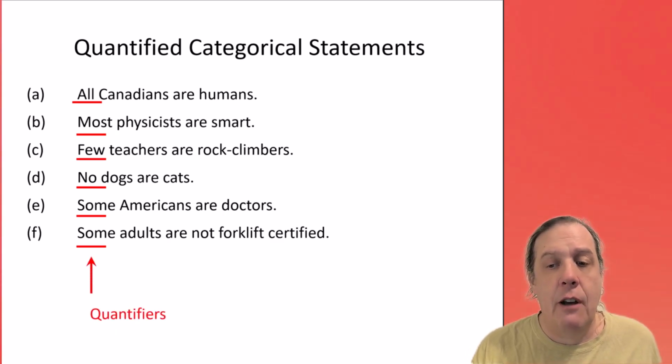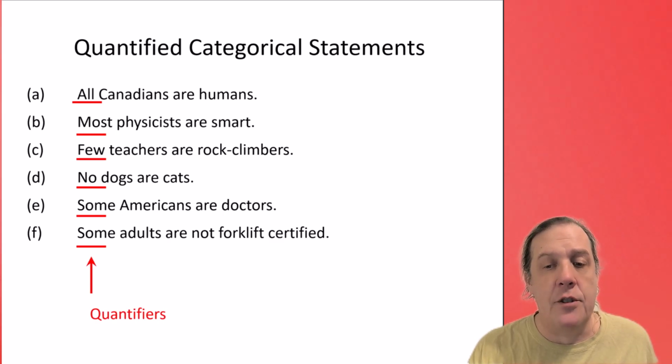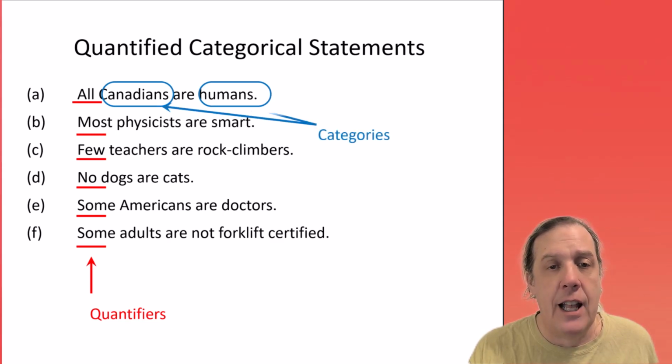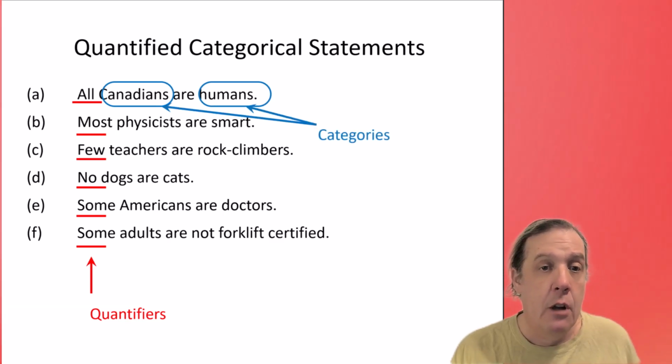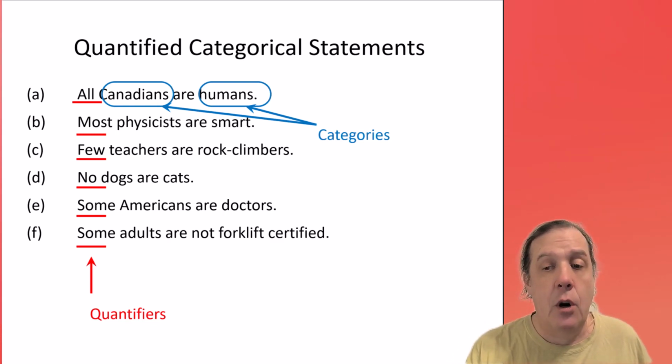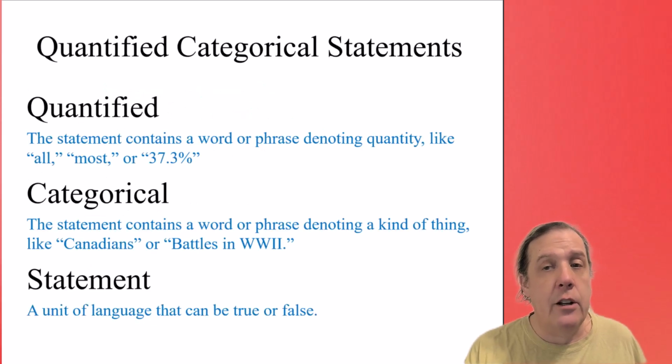These statements also have words that denote categories or kinds of things, right? Like Canadians and humans. These are our category terms, right? And then there are more, physicists, people who are smart, etc. So we're looking at quantified categorical statements.